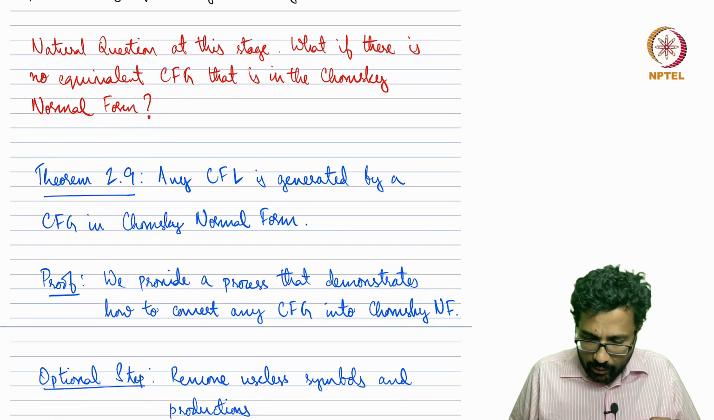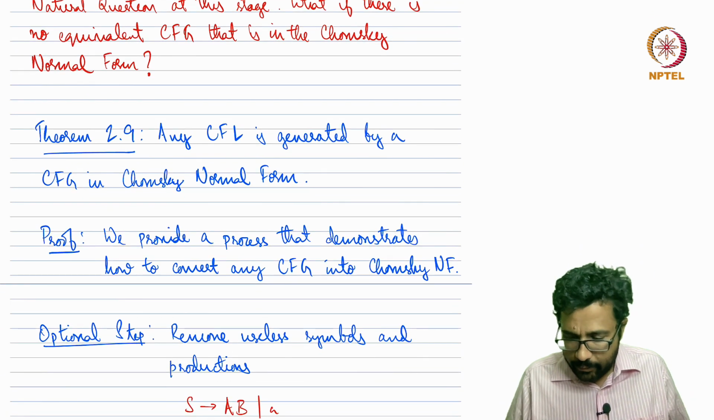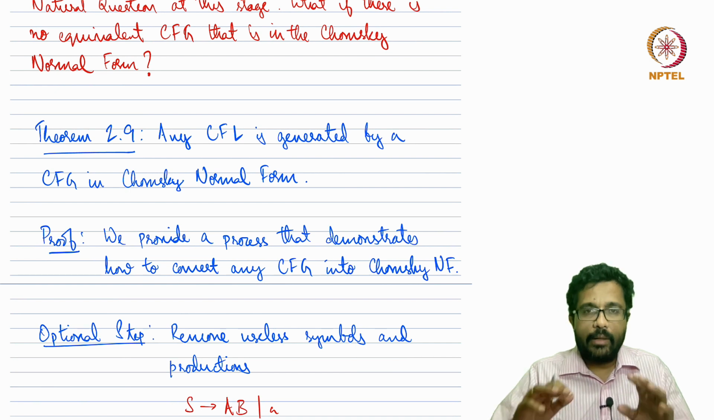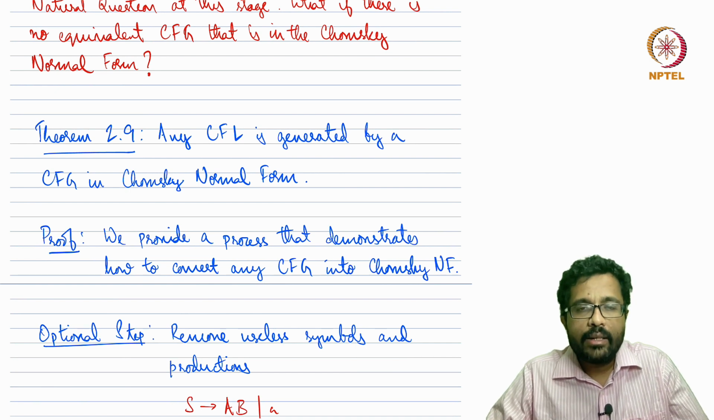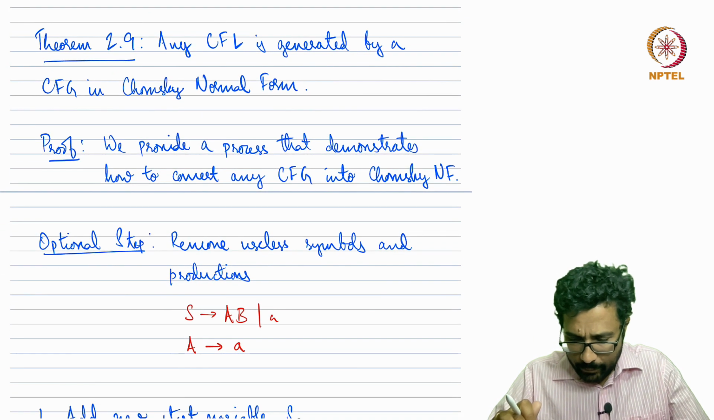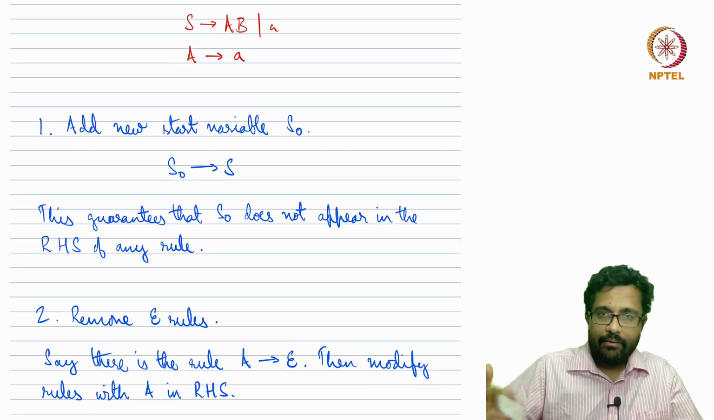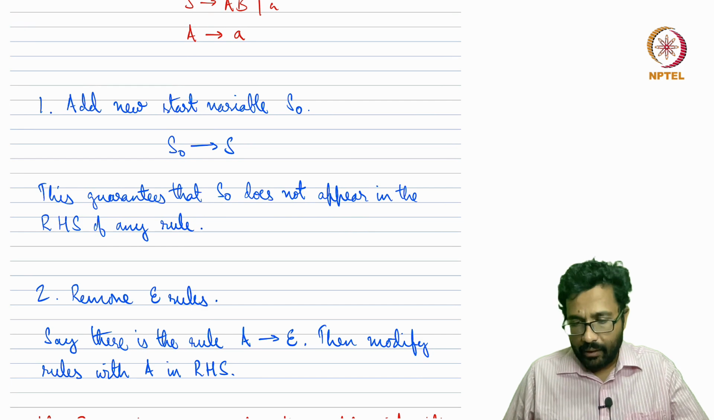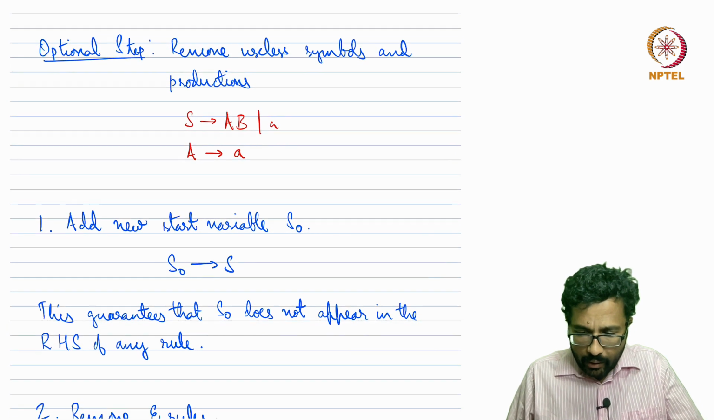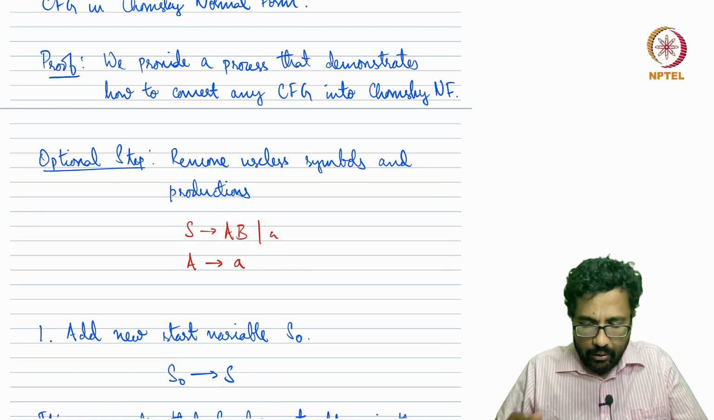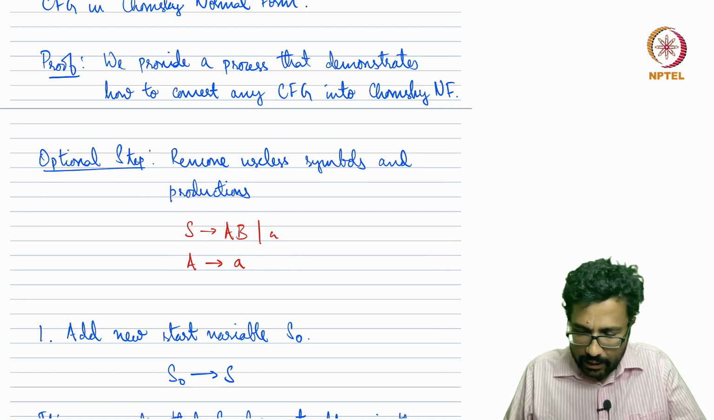So we'll get into the proof. The proof is fairly direct, in the sense that it gives us a process by which we can convert any context-free grammar into the Chomsky normal form. I'll briefly go over the process, and instead of just explaining it, we'll go through an example. So what is the process? There is an optional step which we'll just briefly touch upon.